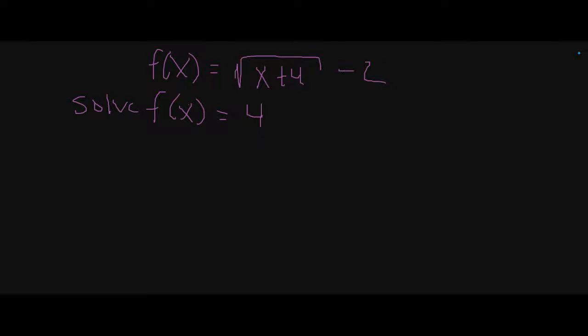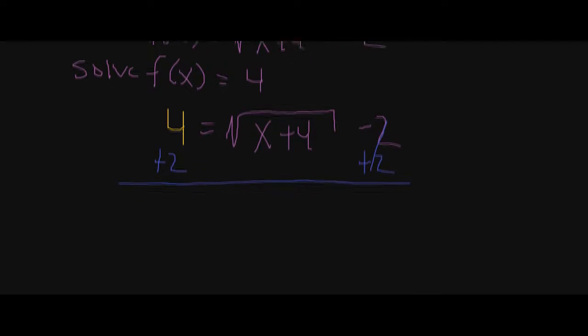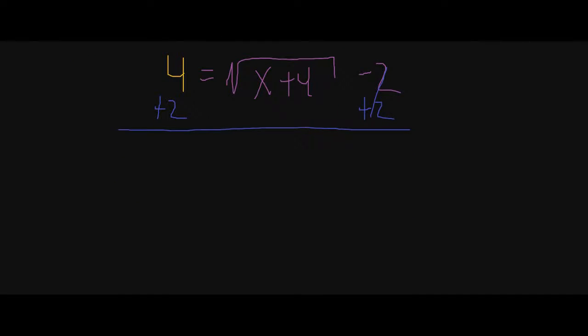So if we set this up, we're going to take the 4 and plug it in for y. So we're going to get 4 is equal to the square root of x plus 4, minus 2. So what do we do to get rid of the minus 2? I want to undo any addition or subtraction. Well, we add 2 to both sides. We're going to get that 6 is equal to the square root of x plus 4.